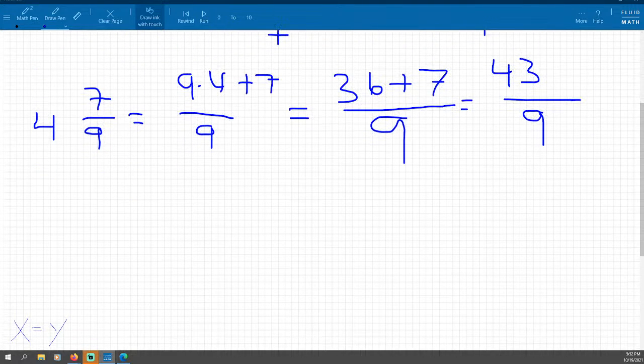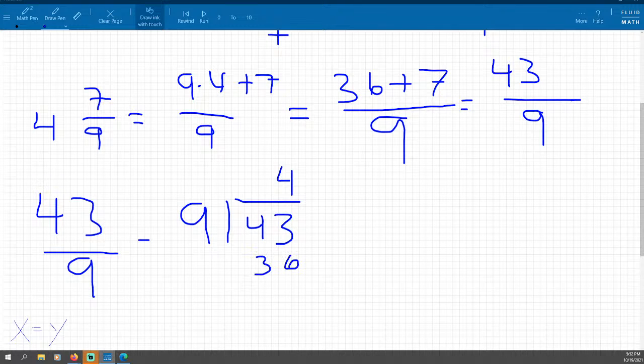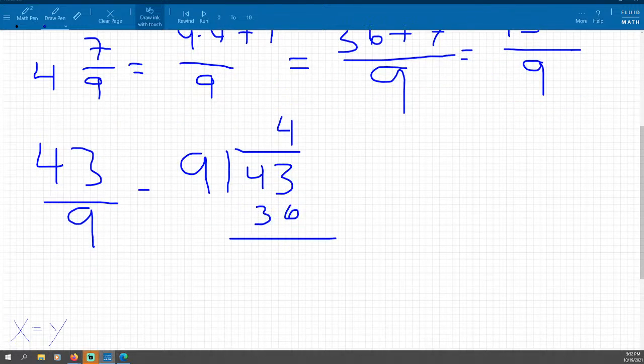Now if I give you 43 over 9, let's work this backwards. Remember, the numerator is always the same. What we're going to do now is 9 divided by 43. So 9 goes into 43, let's see, 36, 4 times. And that's going to equal, 43 minus 36, that should equal 7.